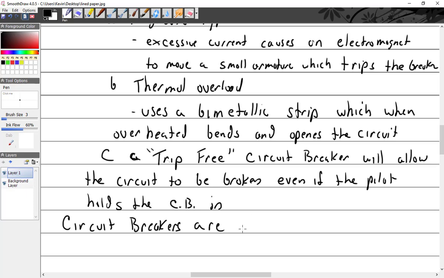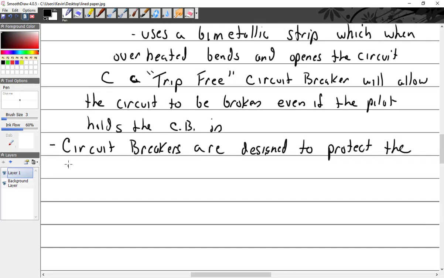Circuit breakers are designed to protect the wires, not the component. I do like what Dennis had to say about that. Why? Well, probably because the component has failed already, and now it's drawing way too much current, so you might as well protect the wire. Otherwise that wire will start getting melty and start an aircraft fire. That too.